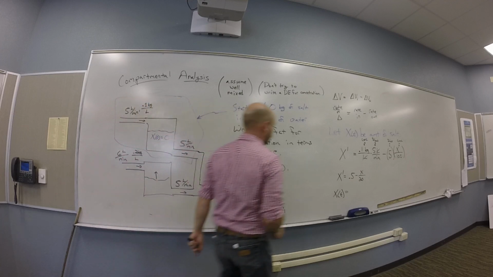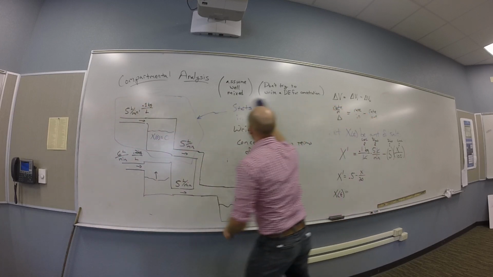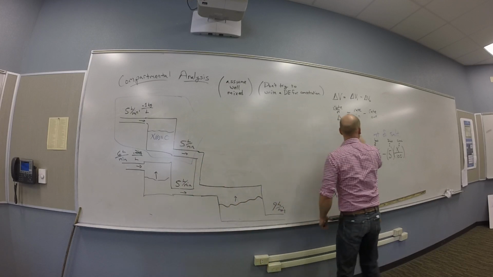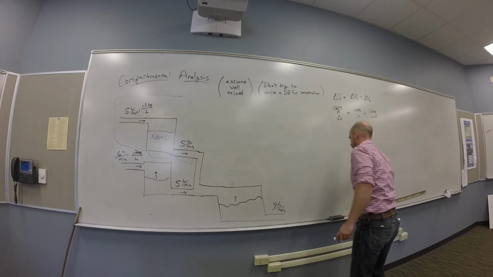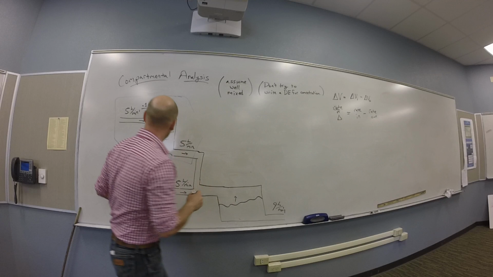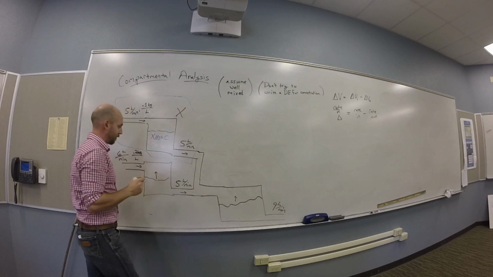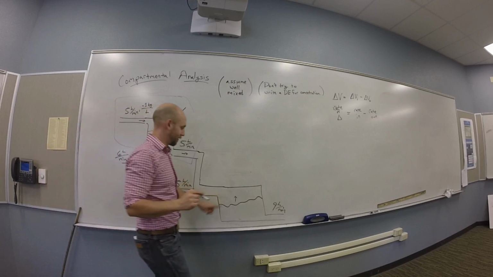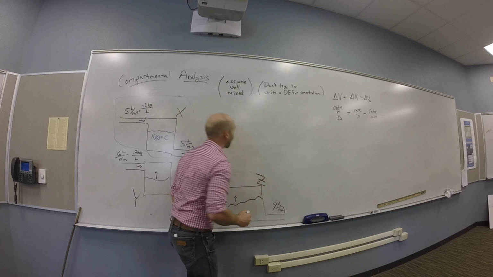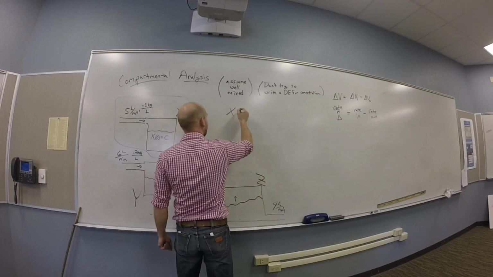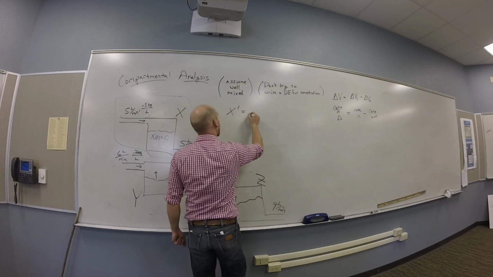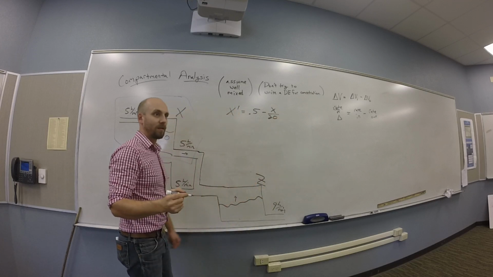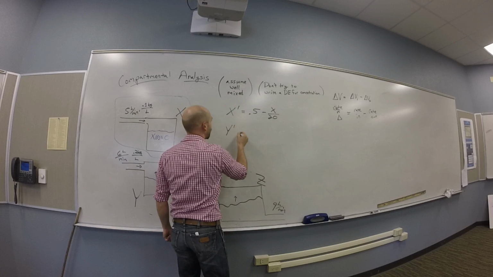Okay, so let's see if we can write differential equations for the other two while we're sitting here. I'm going to call this tank X. What are you going to call this one? Boring. Y. What are you going to call this one? Super boring. Okay, so we found that X prime was 0.5 minus X over 20, right? Okay, what's Y prime?